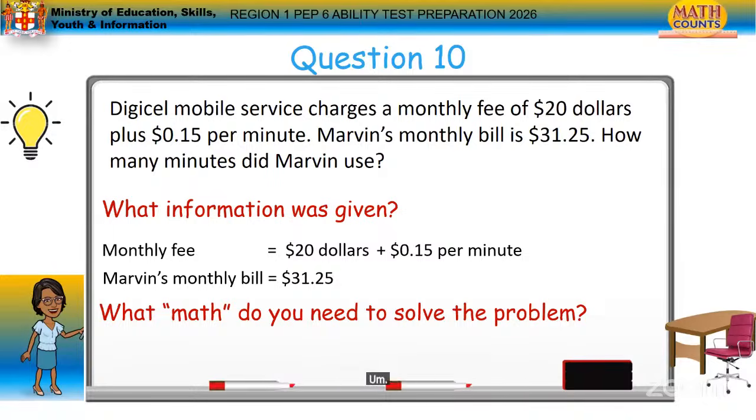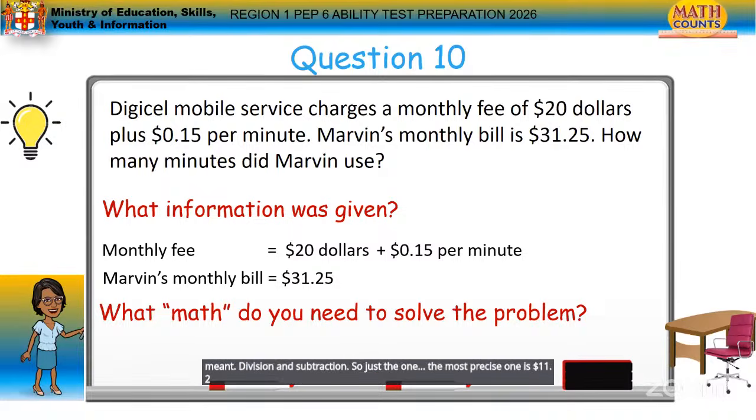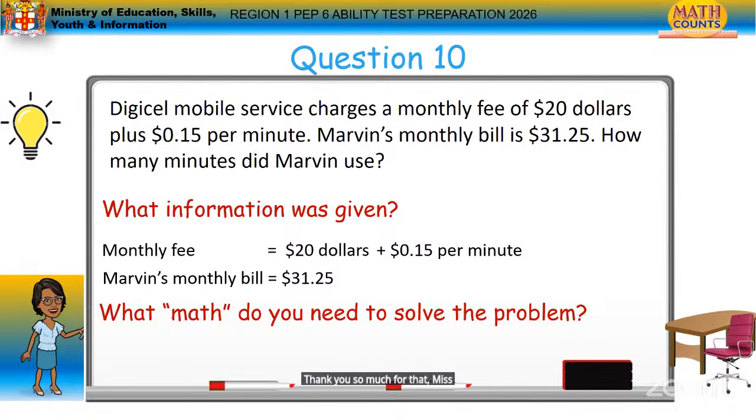Another student said subtraction and division, but it was not so clear which one it meant. Okay, division and subtraction. So the most precise one is $11.25 divided by 0.15. Right. Thank you so much for that, Miss Harris.